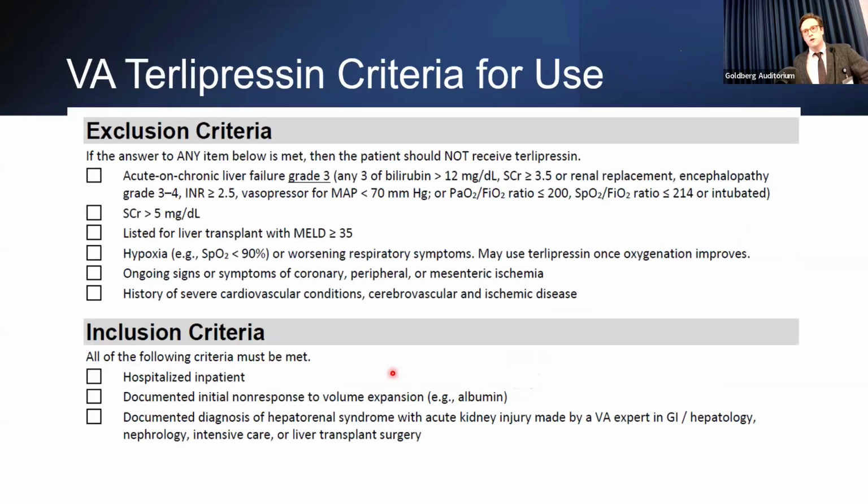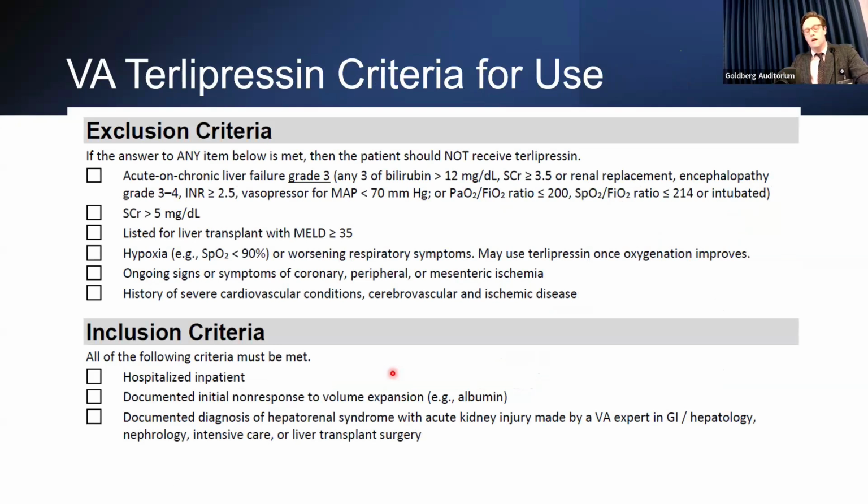The VA has terlipressin on its formulary. And if the VA is going to approve an expensive drug on their formulary, it needs to make sense to them more so than it would at other medical centers. And the VA did a very good job looking at the data I just showed you to really have very strict, but I think appropriate, exclusion criteria.